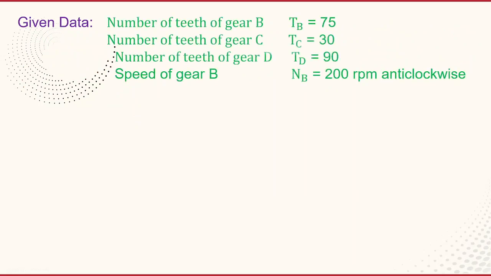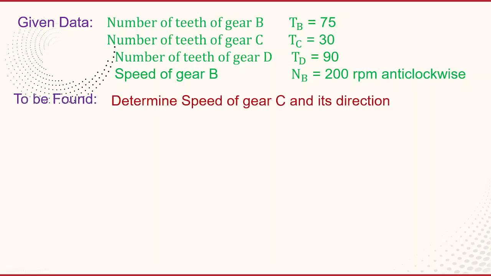The given data: the number of teeth of gear B, TB is equal to 75, the number of teeth of gear C, TC is equal to 30, number of teeth of gear D, TD is equal to 90, speed of the gear B, NB is equal to 200 rpm anti-clockwise. To be found: determine the speed of gear C and its direction.